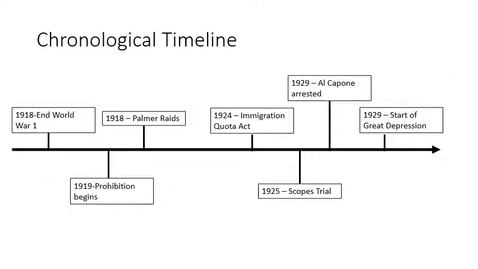Let's look at our timeline. So 1918 is the end of World War I. November 11th, 1918 marks the end of this terrible global conflict that killed millions of humans and wounded millions more. The next year we have Prohibition. So that's when the 18th Amendment's passed, 1919.